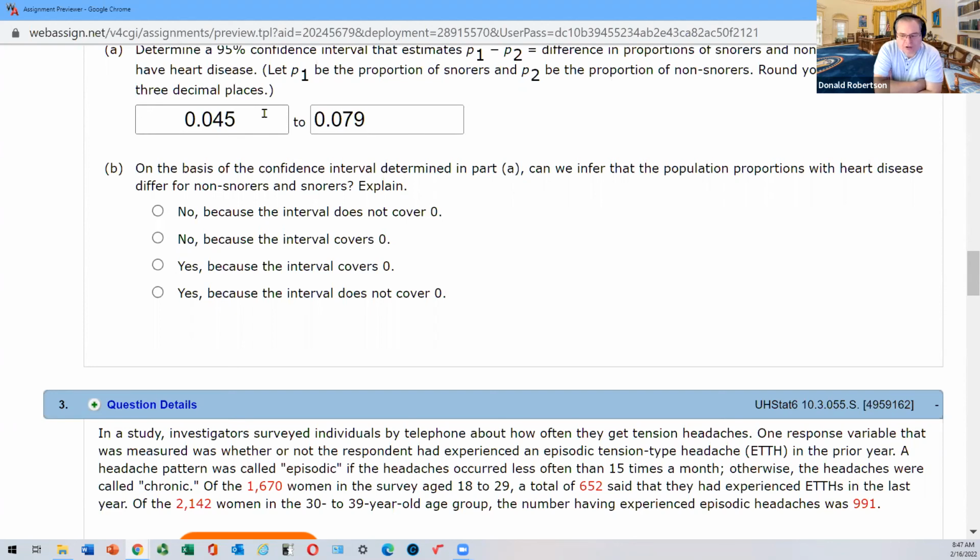I don't think snoring causes heart issues. Couldn't snoring just be a confounding variable? Maybe people who snore because they're overweight. You know, if you're overweight, you're more likely to snore. And aren't overweight people more likely to have heart issues?